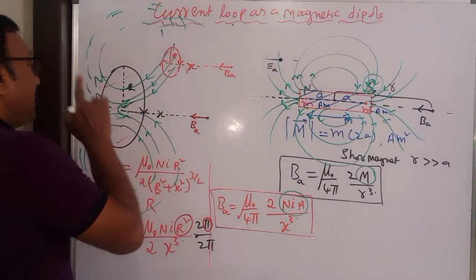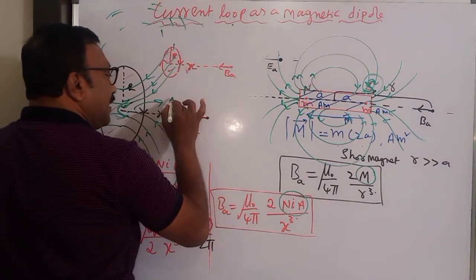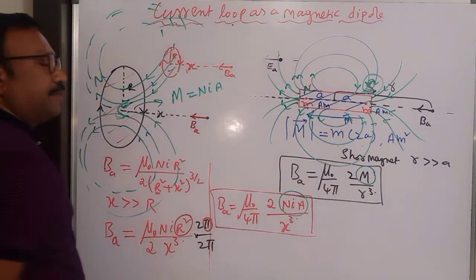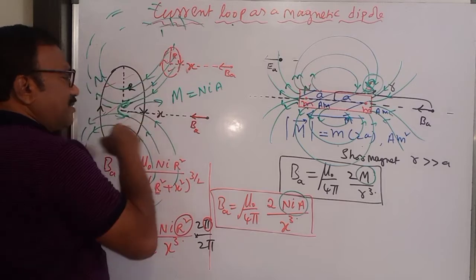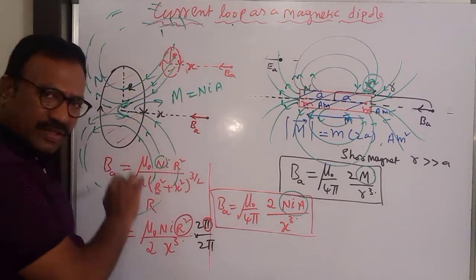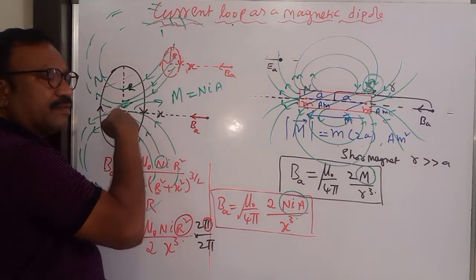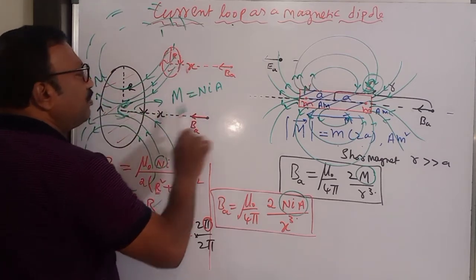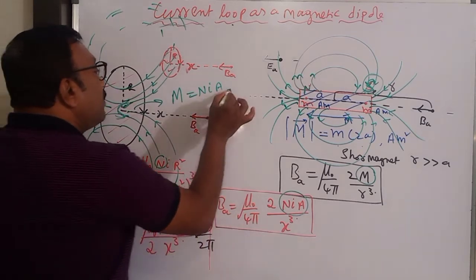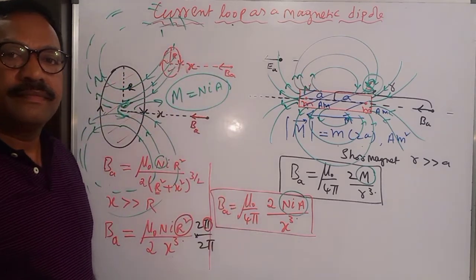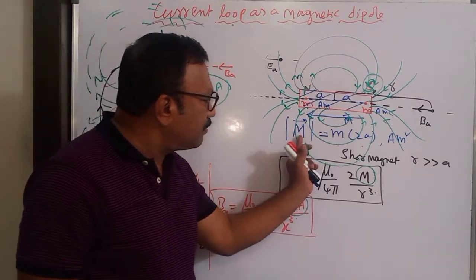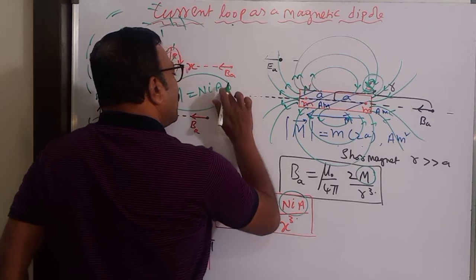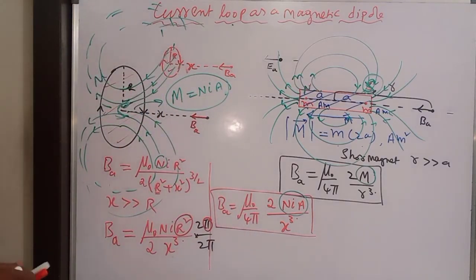Therefore, the dipole moment of this loop, capital M, is equal to NIA. N is the number of turns. Of course, in this formula, N is the number of turns only, no? If you have one turn, you substitute one only here, no problem. And current is I, and the area of this loop is A. So this will be the magnetic moment. A bar magnet has a magnetic moment, and even this also has a magnetic moment. What are the units? Ampere meter square. Here also you will have the units ampere meter square only.